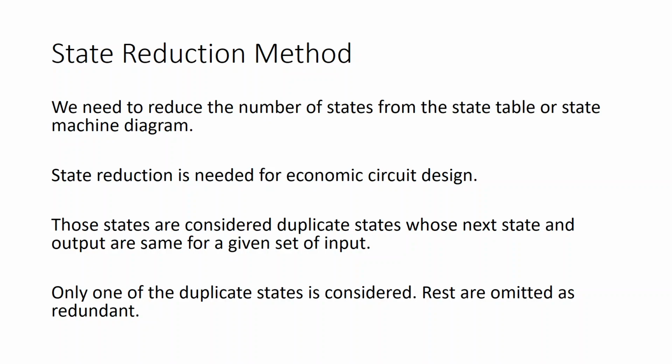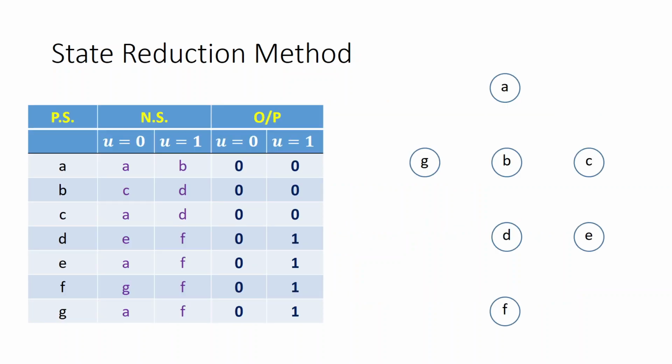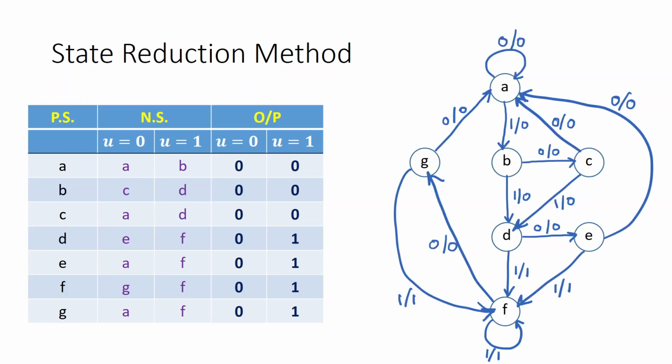Let us go about the example, then you will understand better. So this is the state reduction method. Let us see what is happening here. So without state reduction, this is how the state diagram looks like. Without the state reduction, this is the state diagram, and you can observe that this is a Mealy diagram. This is a Mealy diagram. So the output depends on the input actually.